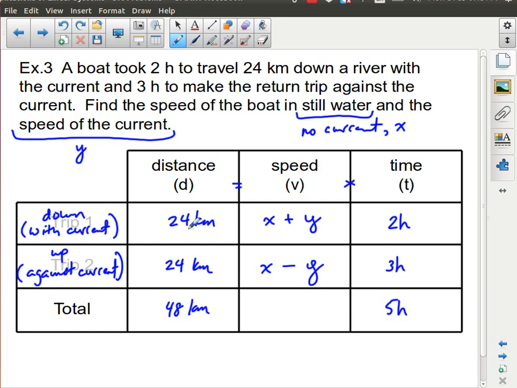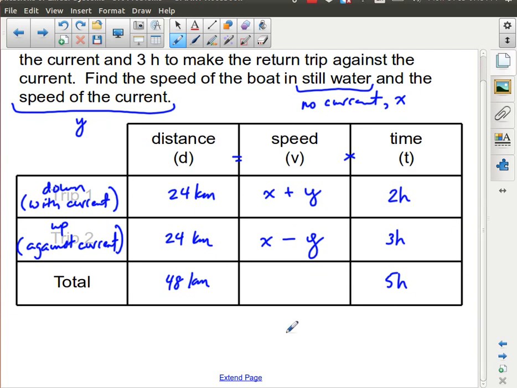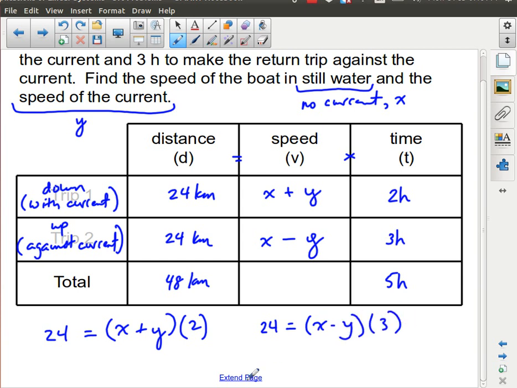I didn't mention it before, but let's check our units as well. Kilometers and hours. So be aware that any answer I get for x and y is going to be in kilometers per hour. So let's scroll down and fill out our equations. The first equation is going to be 24 equals speed times time, x plus y multiplied by 2. I'm going to expand this before I label it equation 1. My other equation starts as 24 equals x minus y multiplied by 3.